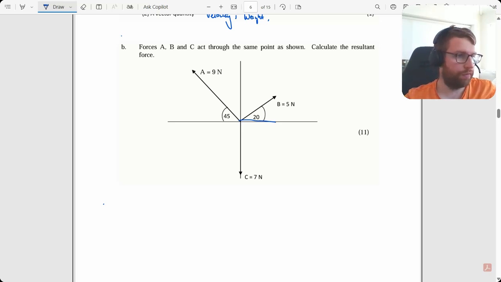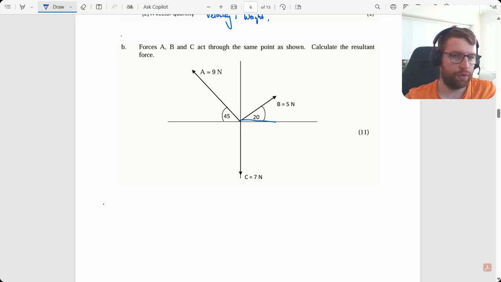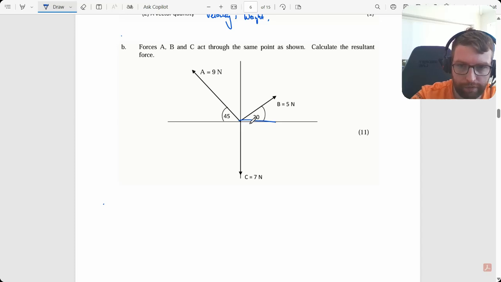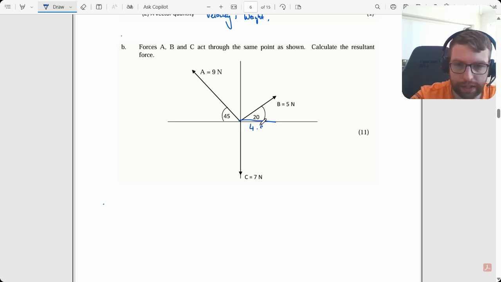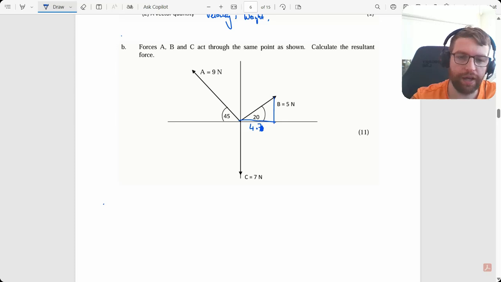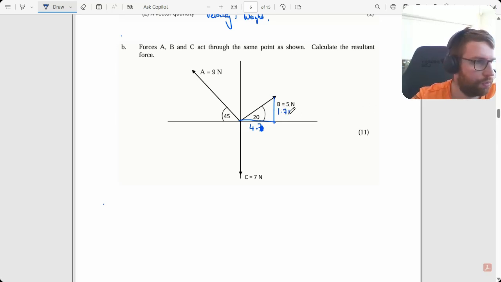So we're going to do 5 cos 20, and we get 4.69. I'm going to call that 4.7. So 4.7, and then the y is 5 sine 20. So that's 1.71. And we're going to do a now.